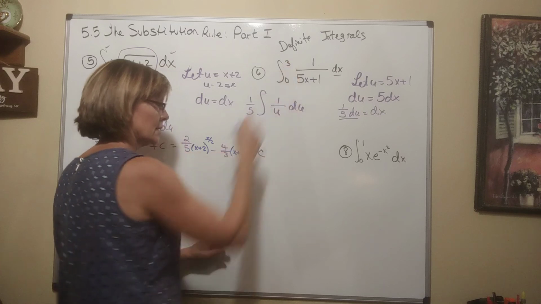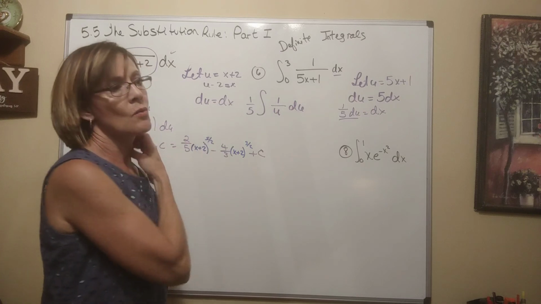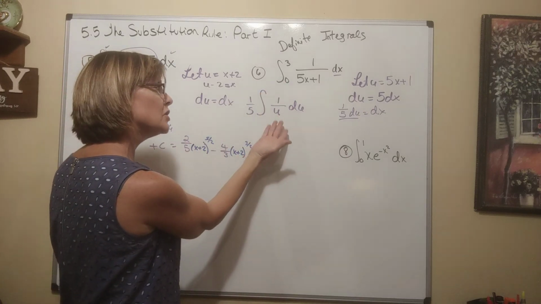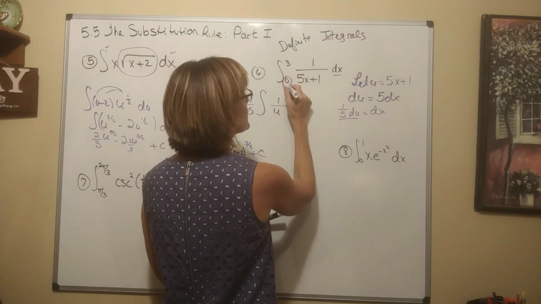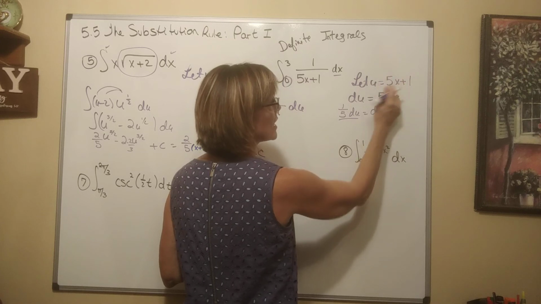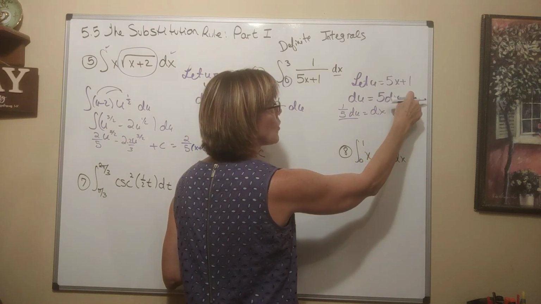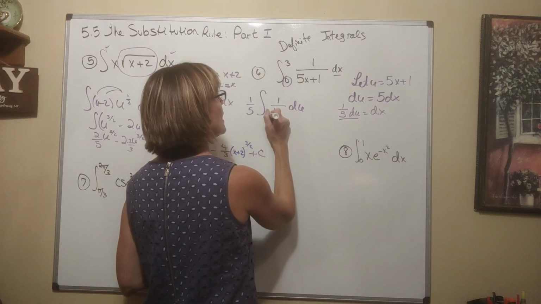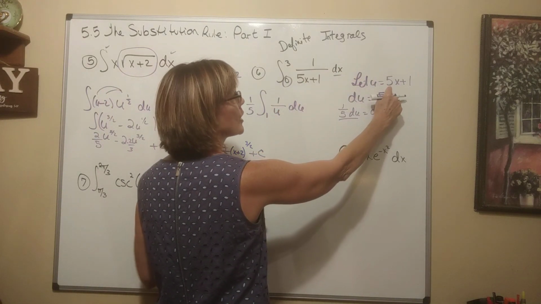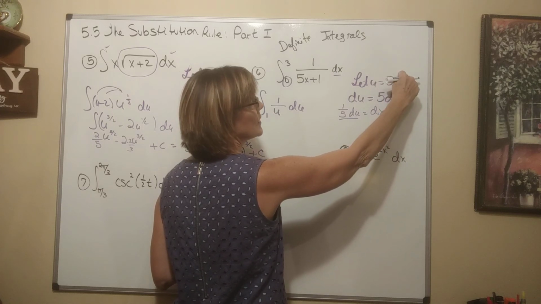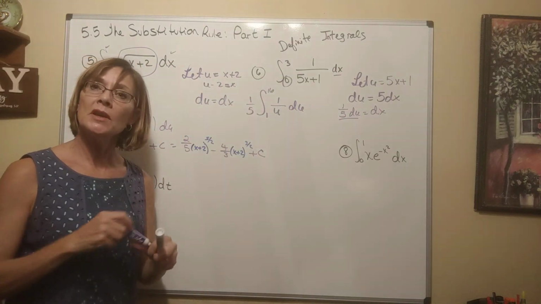Now, the limits, right here, this is with respect to x. So what I'm going to do is change my limits with respect to u. How do I do that? Very easily. I take this 0 and plug it in for x here, and figure out what u would be. 5 times 0 is 0, plus 1 is 1. In this case, this lower limit would be changed to a 1. 3, right here, I would put 3 in u and figure out what that would be. 5 times 3 is 15, plus 1 is 16. These are my new limits that I have changed to be in terms of u.